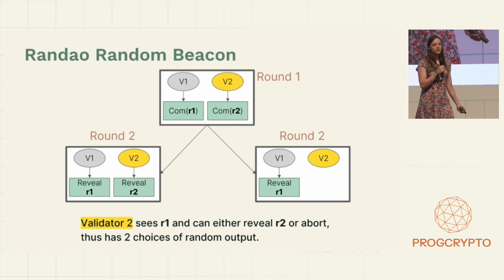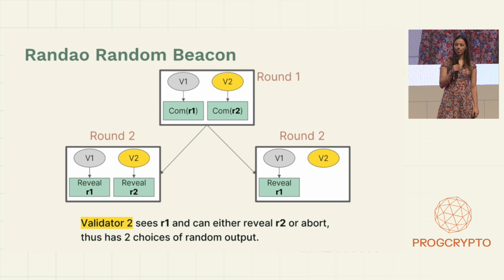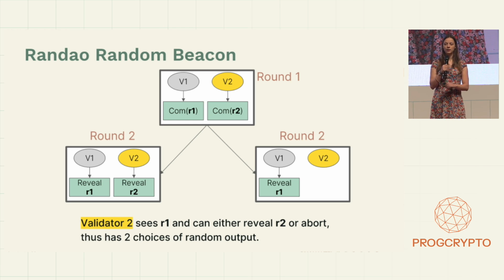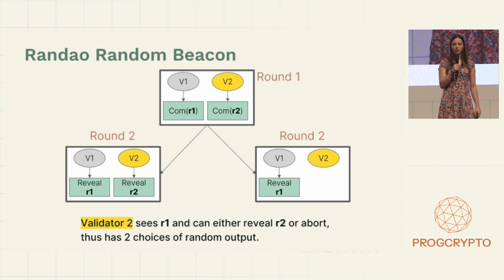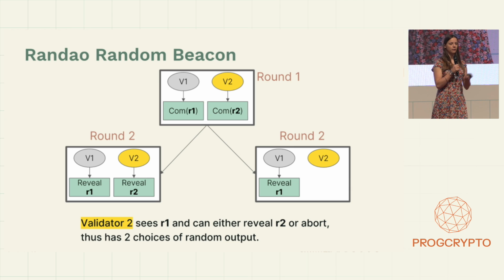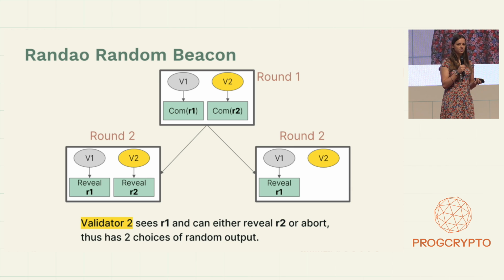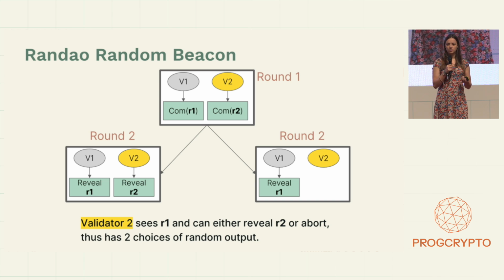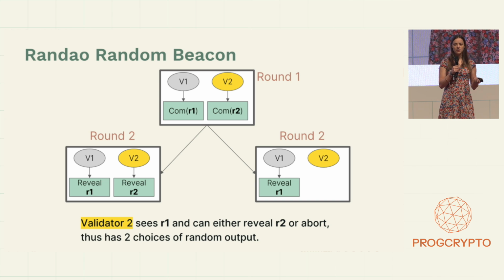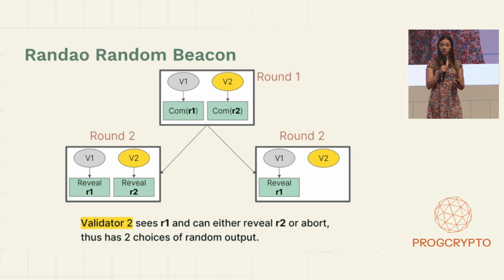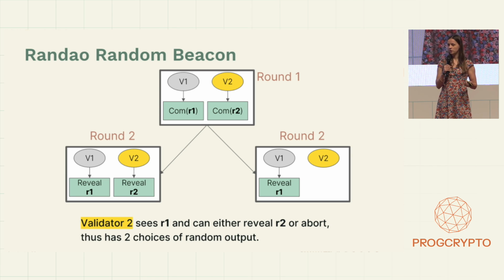In particular, let's suppose that we have a malicious validator 2. In round 1, they behave completely honestly. They commit to their randomness R2 as they're supposed to. But then in round 2, validator 1 is going to reveal their randomness R1 before validator 2 says anything at all. So validator 2 then knows what R1 is, and they can decide whether to reveal R2 or not. They can't choose any randomness that they want, because they are committed to R2, but they can choose to say nothing at all. And they therefore have 2 choices of random output.